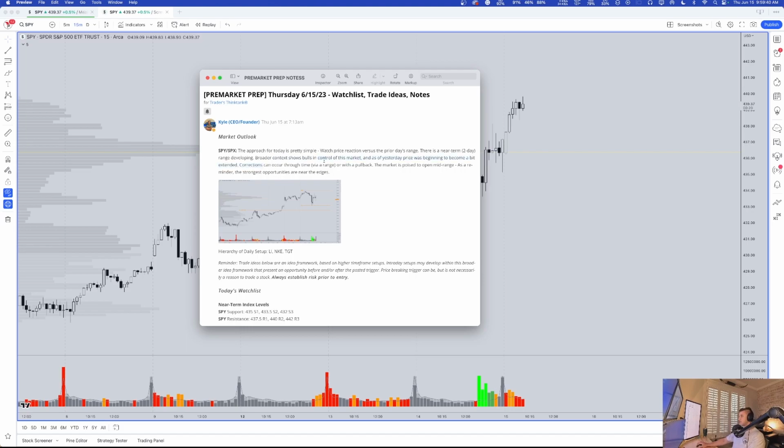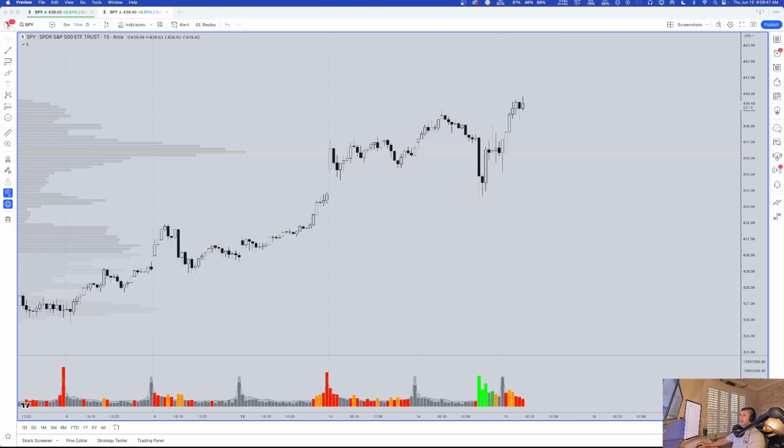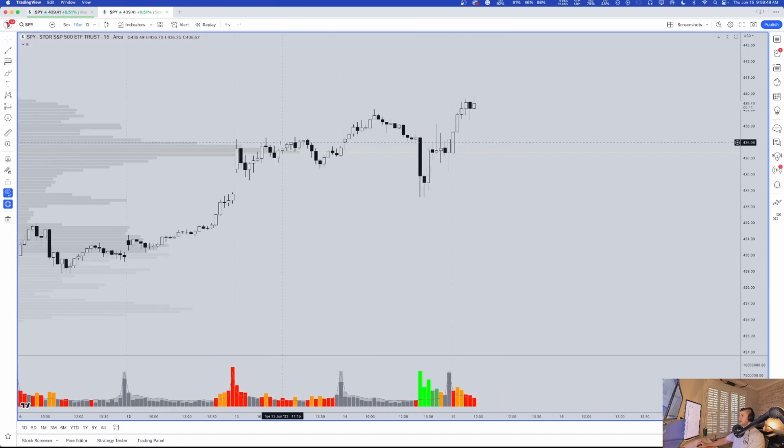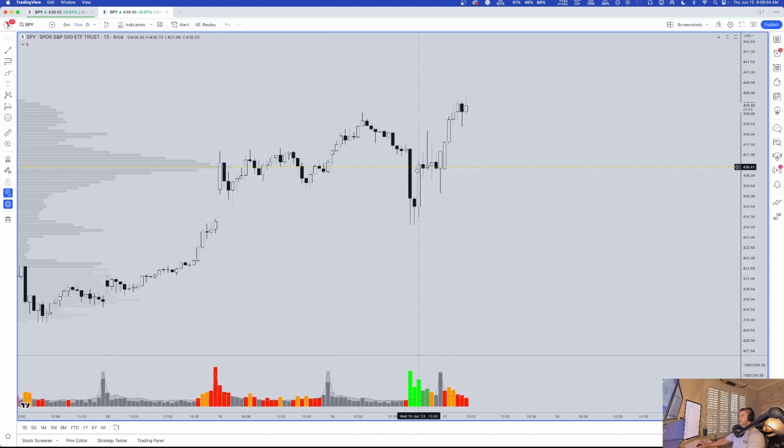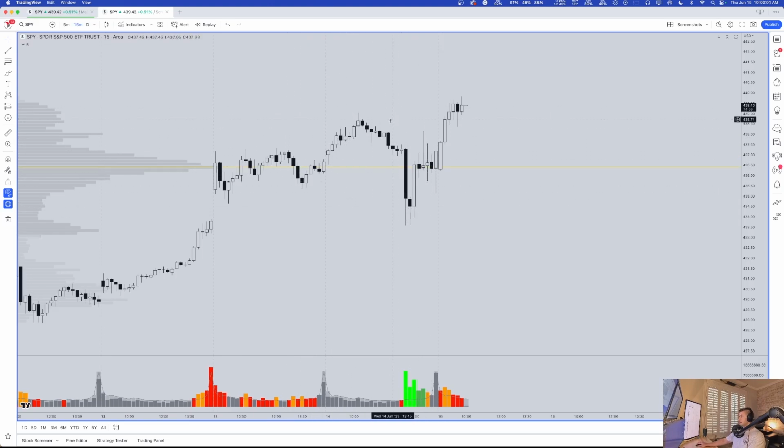Corrections can occur through time via a range or with a pullback. The market is poised to open mid-range. And so with that in mind, basically I want to get a sense of what I'm looking at when the market opens. We basically do have a near-term range here. Yesterday was FOMC, and so there was a little bit of range expansion, but basically between this area, 434 is the range low, up into that 438, 438.5 area.